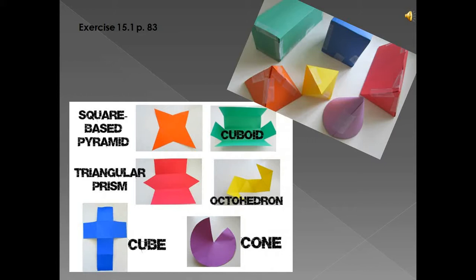Then I want you to also look at pages 84 and 85. There are steps to construct a cube and steps to construct a triangular prism. So you need to make your own 3D objects.